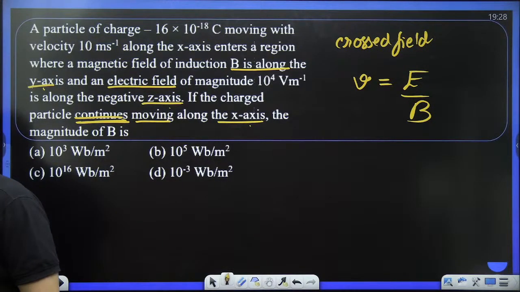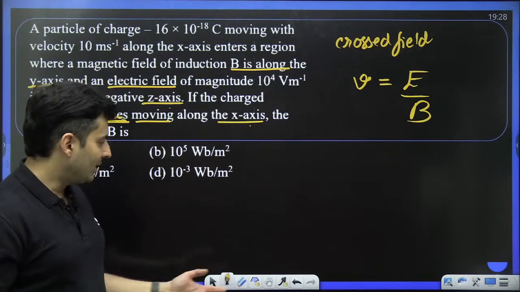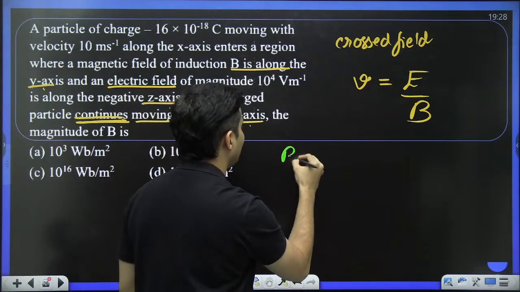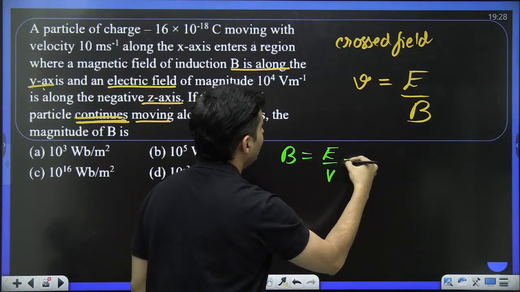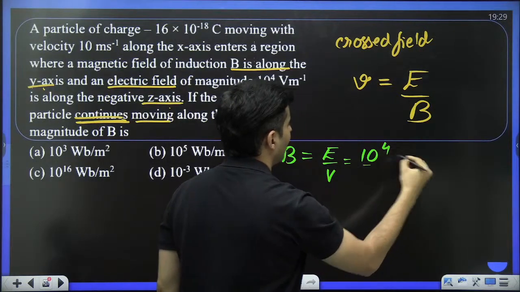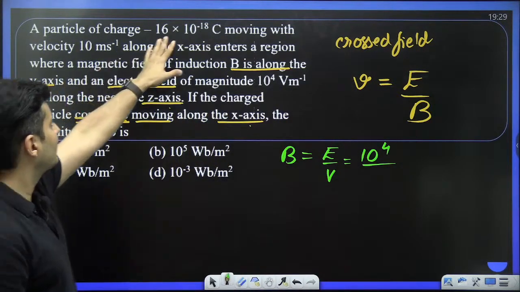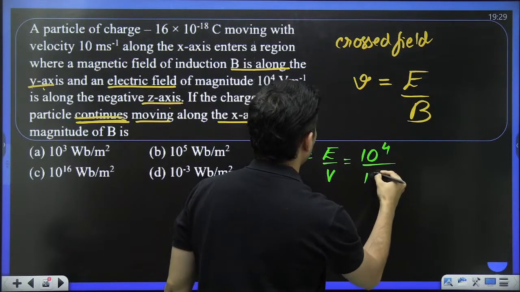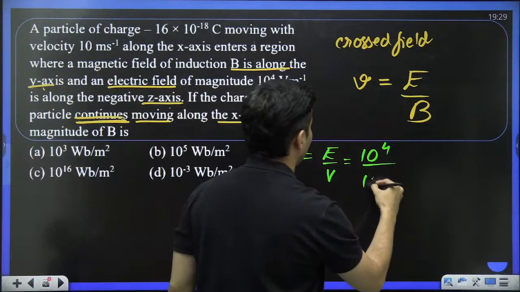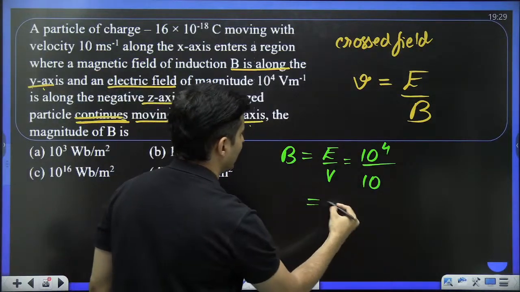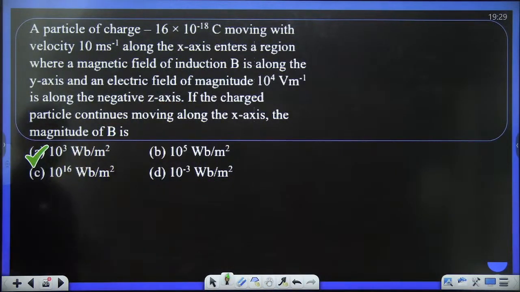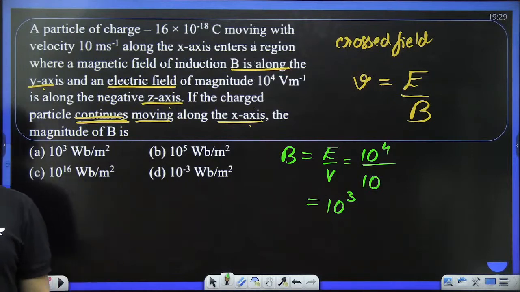Very good. Excellent. Awesome. So, question is, what is the value of B? B is nothing but going to be E by V. E is nothing but electric field. Check it out. It is 10 to the power 4 volts per meter. The velocity is 16, right? Into, oh sorry, that's the charge, my bad. The velocity is just 10. So that's it. It will be just 10 to the power 3. So 10 to the power 3 is option A, of course. That is the correct answer, my dear students.